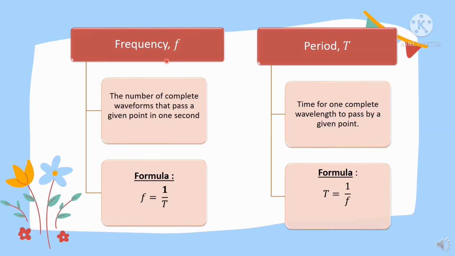Next, the frequency, with the symbol of small f, can be defined as the number of complete waveforms that pass a given point in 1 second. The formula for frequency is small f equal to 1 over capital T. For the period with the symbol of capital T, it is defined as time for one complete wavelength to pass a given point, with the formula of capital T equal to 1 over small f.